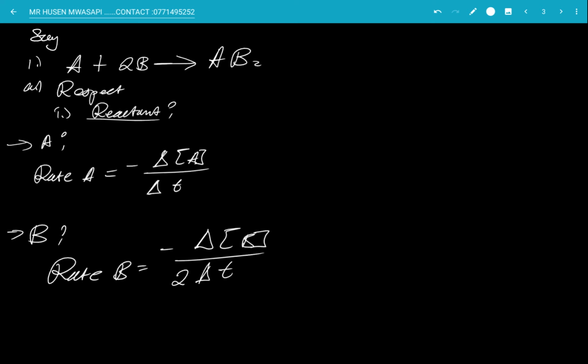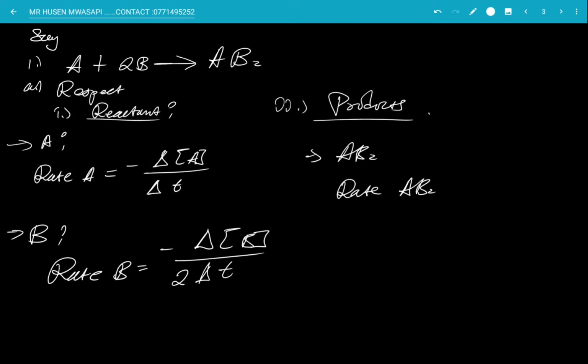I hope it's clear. Then if you take it in terms of the product, it's the same procedure. The product AB2, this will be rate AB2 is equal to the positive change in the concentration of AB2 over change in time. So these are the rates of this reaction.